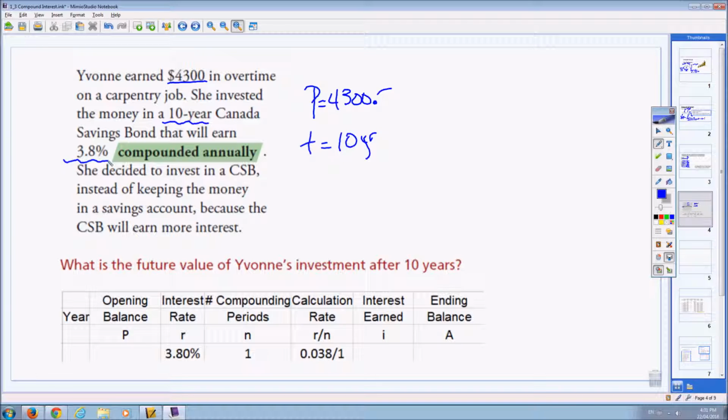Our interest rate is 3.8%, and it's compounded annually. So N in this case is simply 1, because we're only compounding it once per year. So that makes this quite a simple compounding problem. We don't have to really accommodate for multiple times a year, so we could ignore the N on this one. But I'm going to use the full formula with the N so that you are accustomed to seeing it.